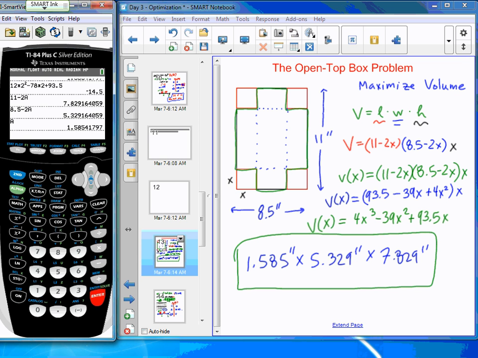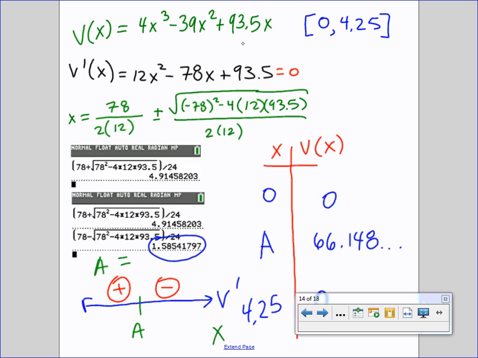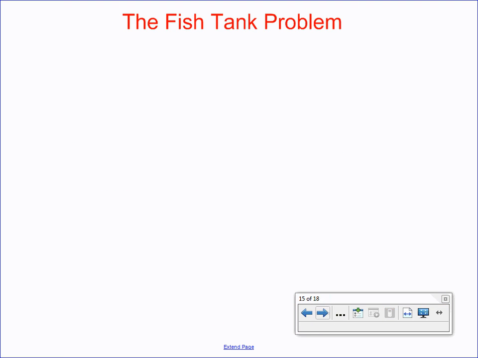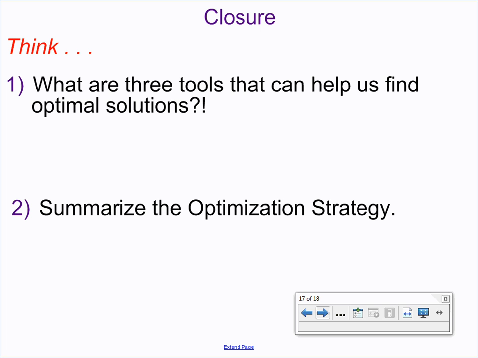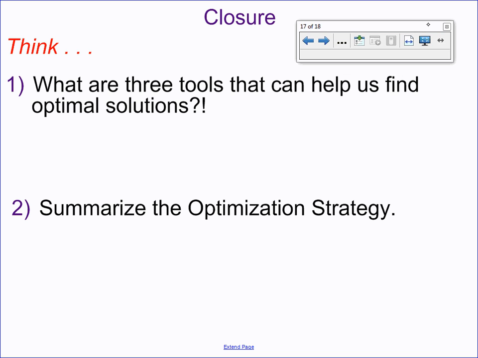Awesome. What questions you guys have about the open box problem? Then I do have the fish tank answers done complete, but we're not going to take a look at it now. So what I want to do instead is go ahead and close up our discussion today. Let's write down our 3 tools, with a written response for each. What are the 3 tools that can help us find optimal solutions? And then summarize the optimization strategy and be ready to share with the whole class. I'll pause the recording while we write.